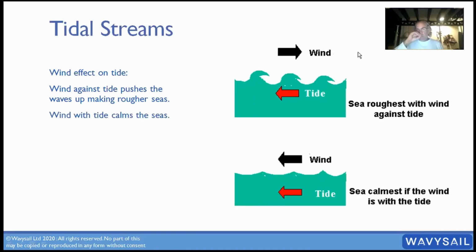When you've got tide with wind, the two moving together, even in quite aggressive winds, the seas are very calm. So you really want to be avoiding wind against tide and targeting wind with tide.